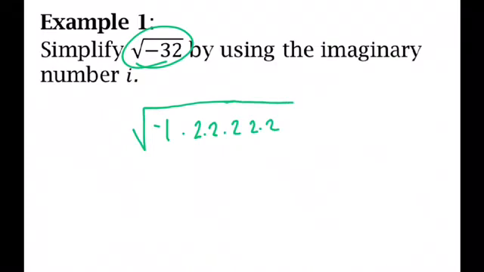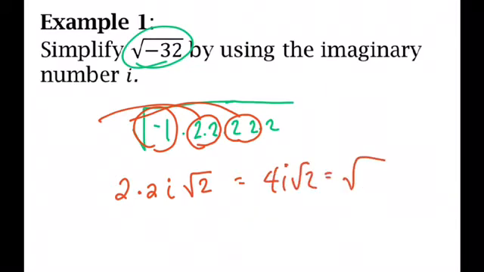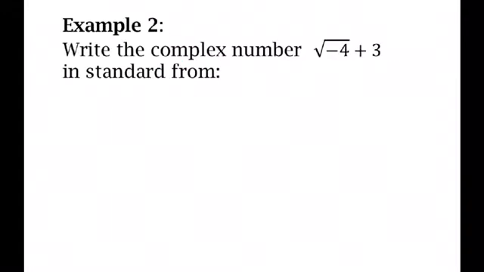So I'm doing the 32 part the same as we've done before, and I take out a pair and take out a pair. So this is coming out, this is coming out, so I've got 2 times 2. The thing that's different, though, is the square root of negative 1. I know what the square root of negative 1 is now. It's i. I'm still left with 2 underneath the radical. So I'm going to have 4i square root 2, and that's equal to the square root of negative 32. So this is an imaginary number, and that's the solution to the square root of negative 32.